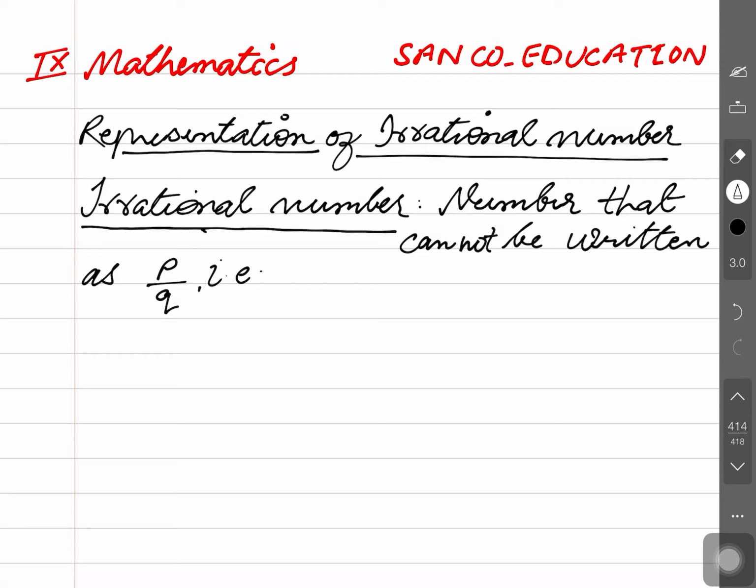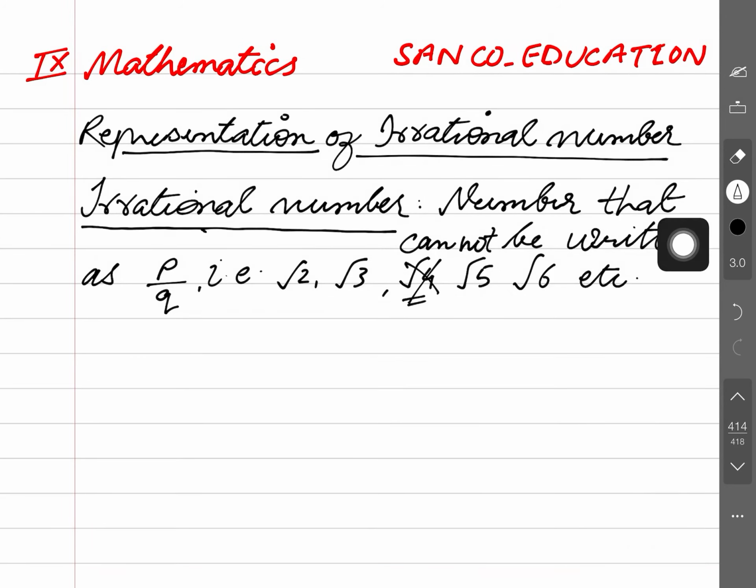More precisely, we can say numbers like root 2, root 3, root 4, (root 4 is not an irrational number), root 5, root 6, etc. These types of numbers are said to be irrational numbers. Is that clear right now? Now, we are to represent them on the number line.